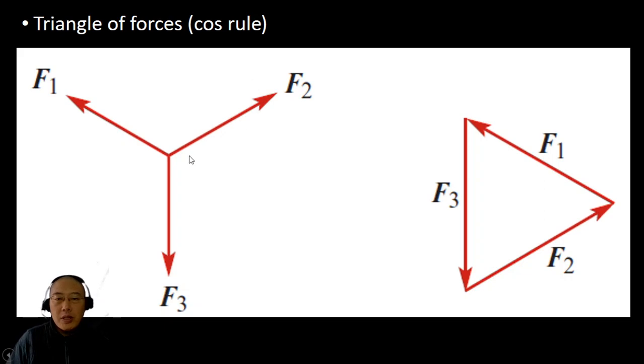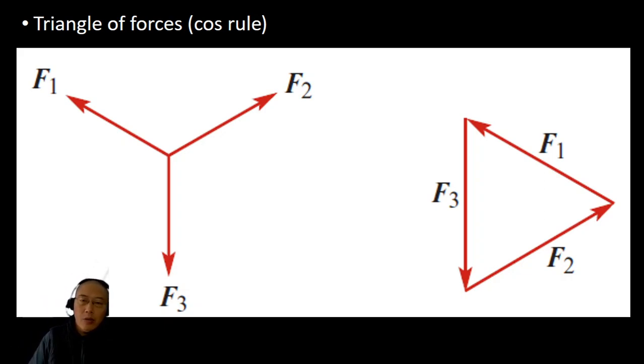Triangle of forces. When the particle is subjected to three forces only, and it is in equilibrium, we can rearrange those three vectors so that they form a sum, and the sum of those three vectors will be a null vector. The shape you form is a triangle, and we're going to use some properties of triangles.